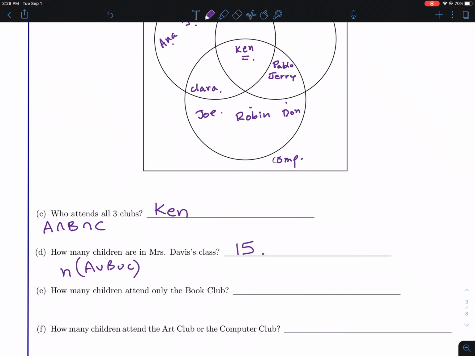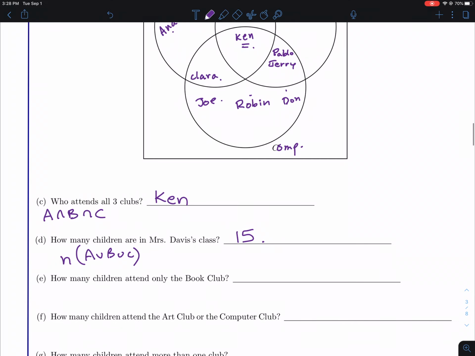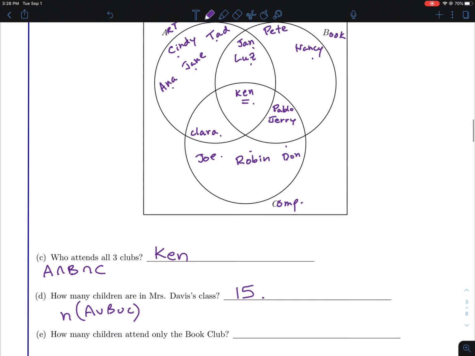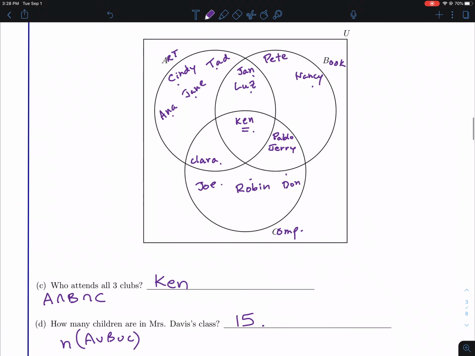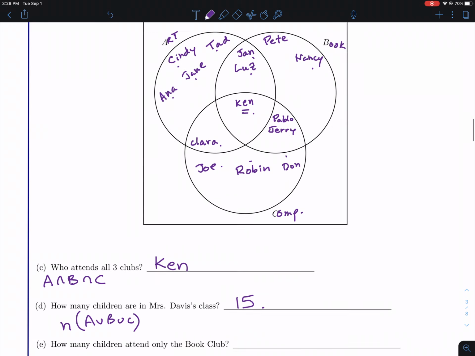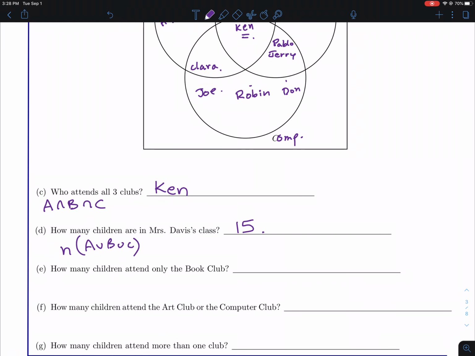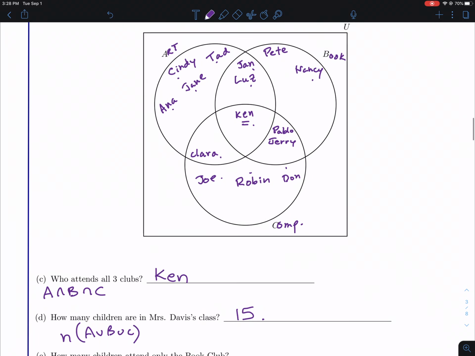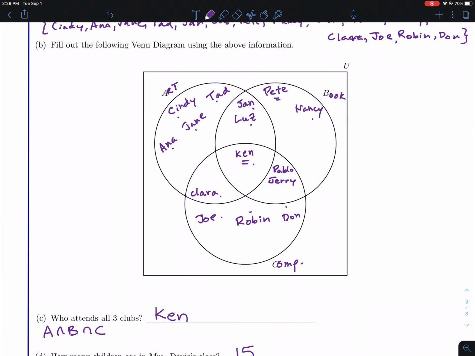So then it says how many children attend only the book club. In this case, the only ones that attend the book club would be just the ones that are, so not like Jan and Luz, who attend the book club but also attend other clubs. When it's saying how many attend only the book club, we're looking for just the ones in the book club alone. So in this case, what we're looking at are just Pete and Nancy.